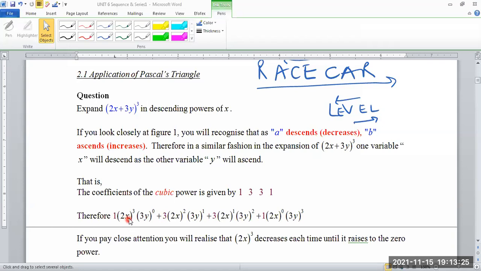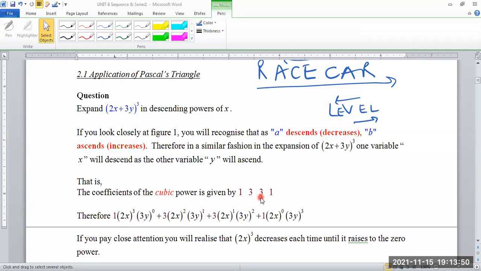And then I'm going to have 2x to the second power because A descends and B ascends. So when A descends, this will become 2x to the second power. See it right here, sir? But B is going to ascend to 3y to the first. Right here. And then the overall power is supposed to be equal to 3. 2 plus 1 is 3.